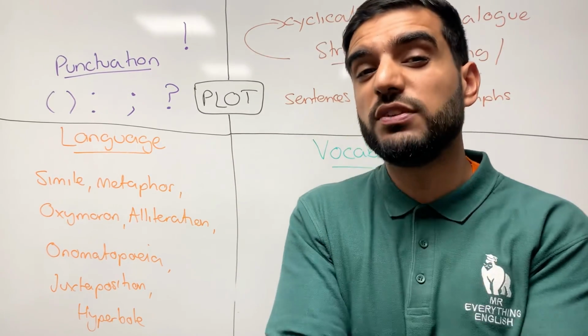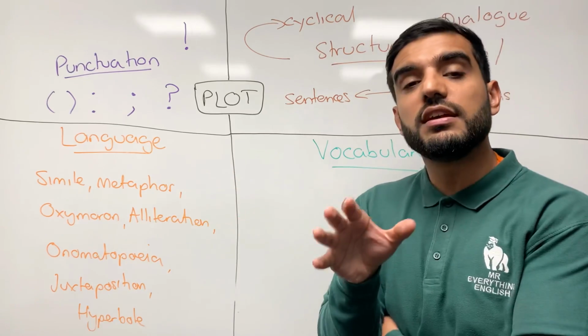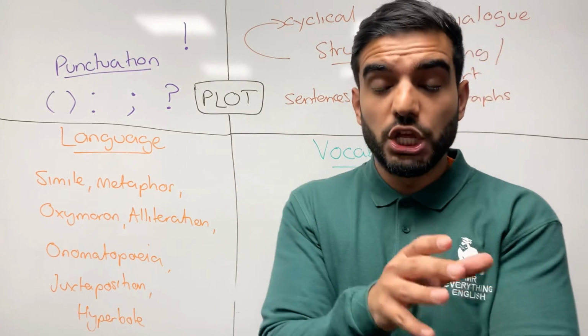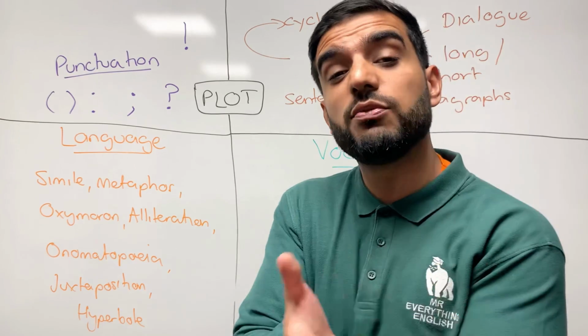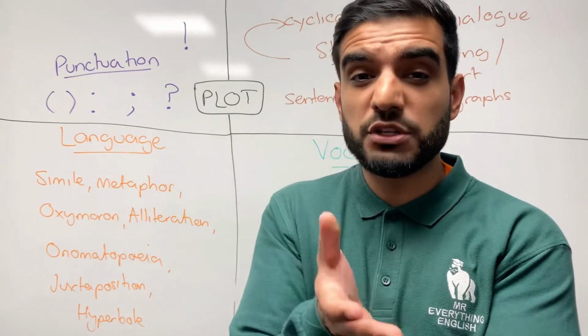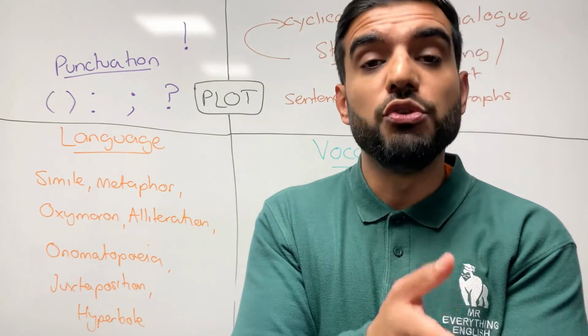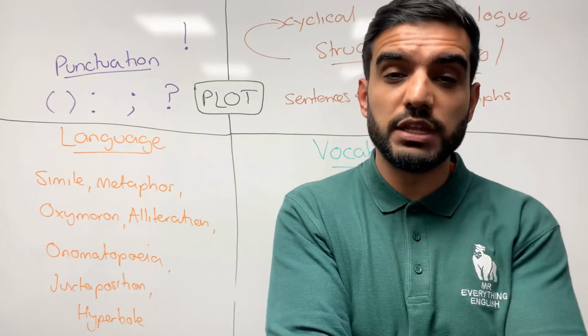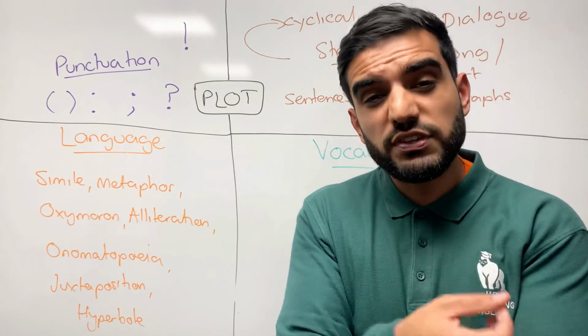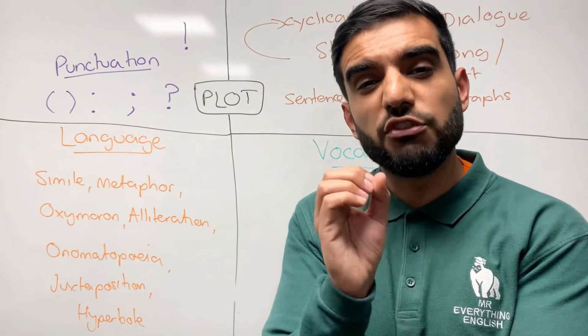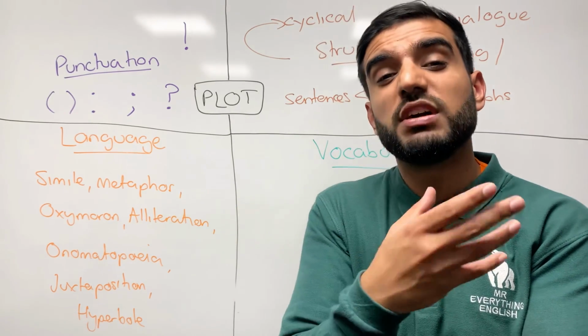But for the sake of this video, guys, in every single paragraph of your story, you want to include at least 2 different language devices. So in paragraph 1, you may have a simile and a metaphor. In paragraph 2, you may have oxymoron and hyperbole. In paragraph 3, you may have alliteration. Every single paragraph, you want to insert a different language device because you must have a range.